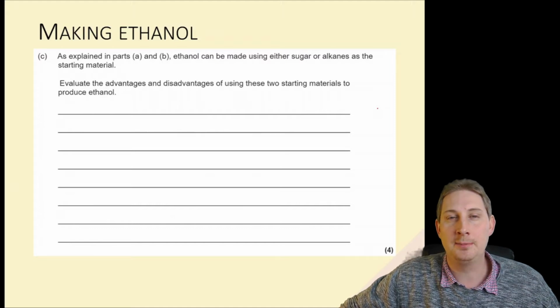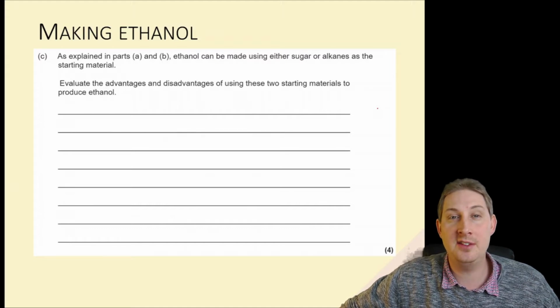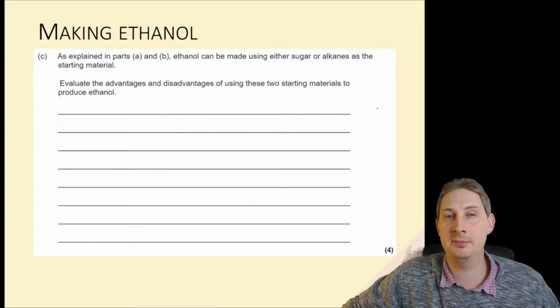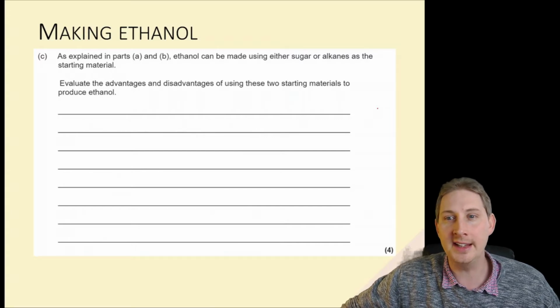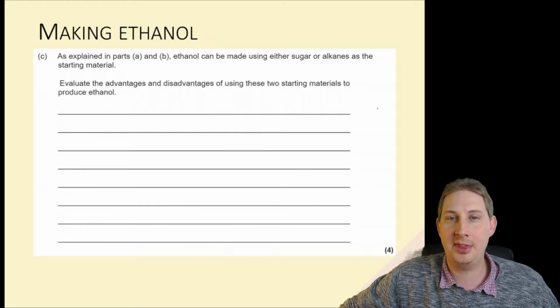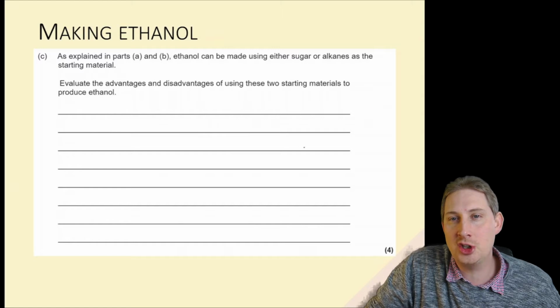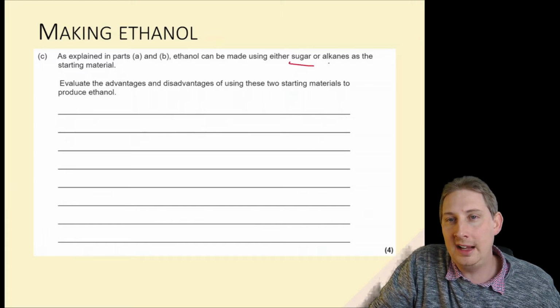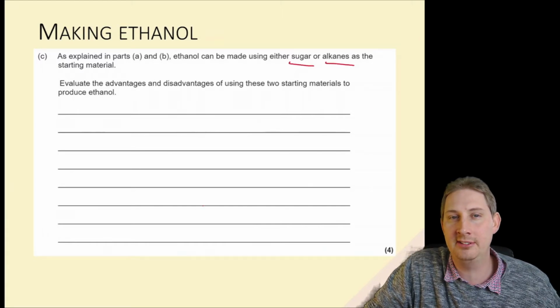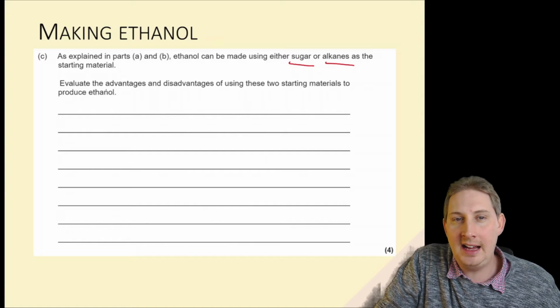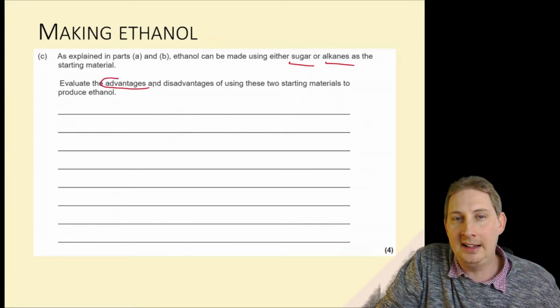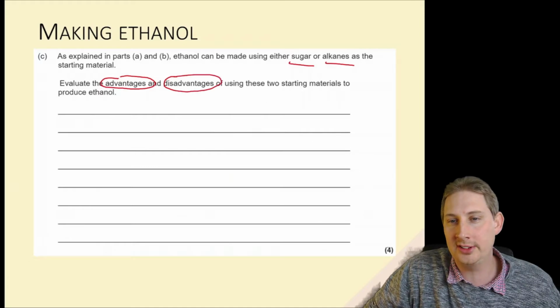Making ethanol. One of the very first homeworks I gave you this year was where you had to compare and contrast the 2 different methods of making ethanol. And here it is, the question in all its glory. As explained, ethanol can be made using either sugar or alkenes as the starting material. Evaluate the advantages and the disadvantages of using these 2 starting materials.